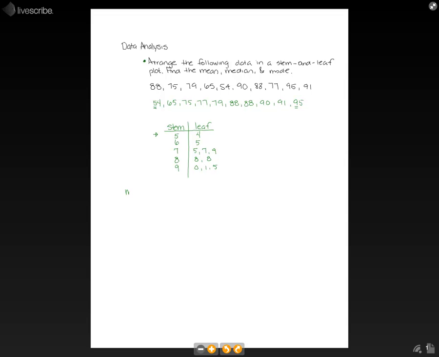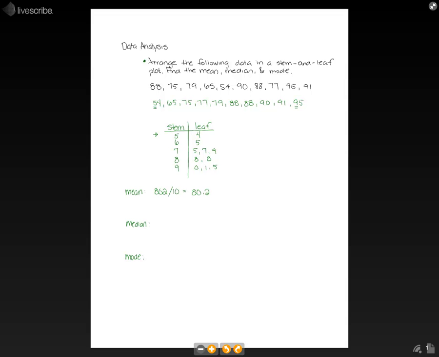Now we can find the mean, the median, and the mode. So like I said before, the mean just means the average, and we get the average by adding all of the numbers up together and dividing by the total number. So if we added all these numbers up together, we would get 802, and you can do that either using addition on paper or a calculator. And since there are 10 numbers total, we divide this by 10, giving us 80.2 as our mean or average number.